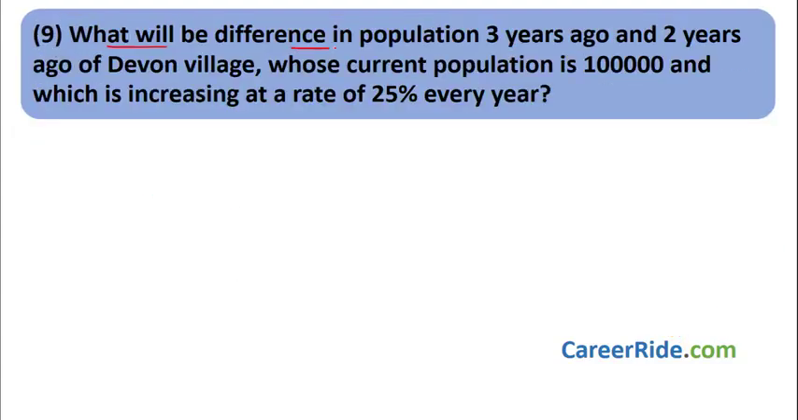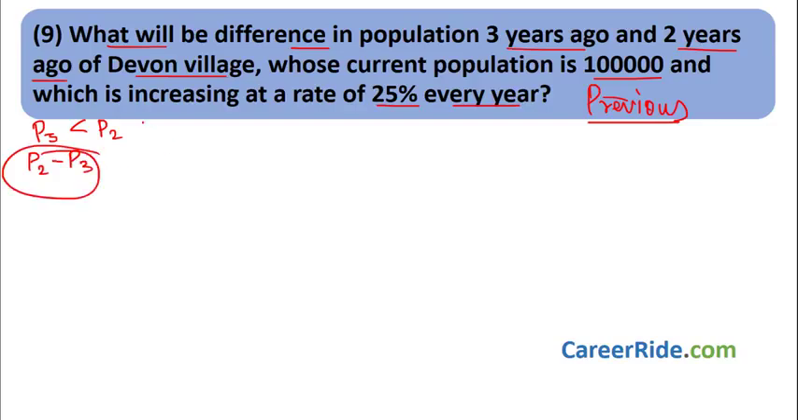What will be the difference in population 3 years ago and 2 years ago of Devon village, whose current population is 1 lakh and which is increasing at a rate of 25% every year? Now this is similar to the previous sum which we saw, right? How to find the population of 4 years back, 3 years back, 2 years back? We have to do exactly the same thing. Find the population 3 years back and the population 2 years back. Obviously, population 2 years back would be greater than population 3 years back, and then we just have to subtract this. Let us see how to do it.